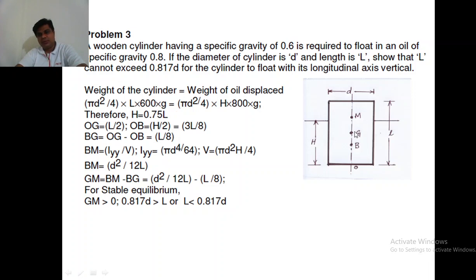Again, the weight of the oil displaced is nothing but this much volume of this wooden block in the oil, that is h. Again, the cross section is a circle, so the area is pi by 4 d square, then into the length h now, and specific gravity is 0.8 for the oil, so density will be 800, then into g. If you simplify this, you will get the value of h in terms of length L.